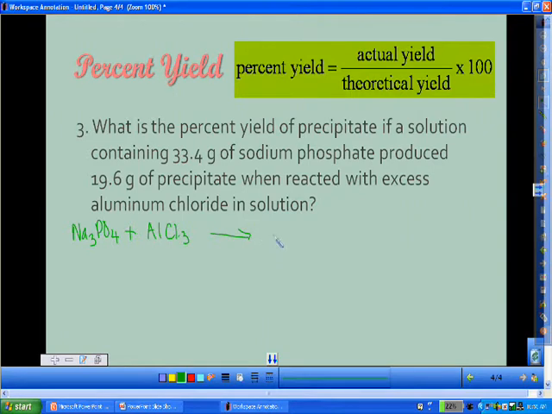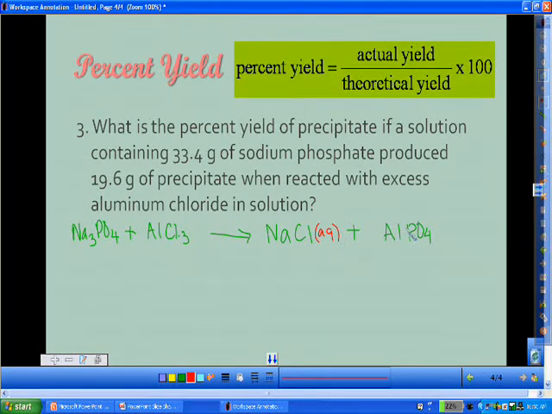So let's rewrite those compounds using correct oxidation numbers. So we have sodium chloride plus aluminum phosphate. Here it tells us that we are looking at the precipitate. So that means we have to identify which one is the precipitate, which one is insoluble, and which one is soluble in solution. If you look at your solubility chart on the back of your periodic table, you would see that this salt is soluble, meaning this would be our aqueous solution.